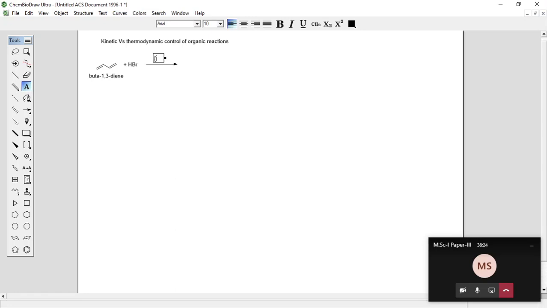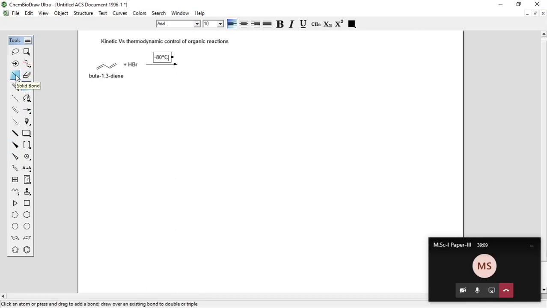So at minus 80 degrees Celsius, when this butadiene reacts with HBr, you'll get two different types of product, one major and one minor. At minus 80 degrees Celsius, the 1,2 addition product predominates at 80%, because it is the kinetically stable product, and the 1,4 addition product you are getting in 20%, and that is the minor one.